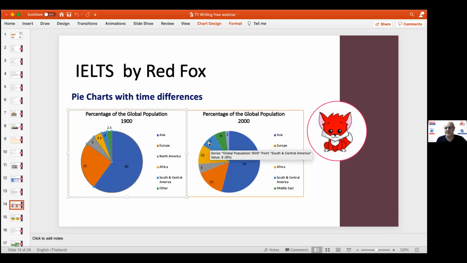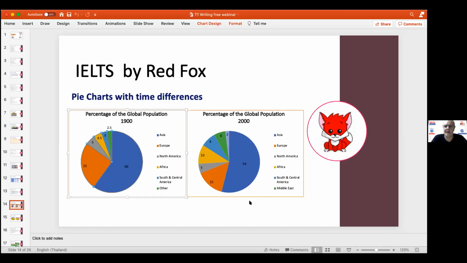3% to 8% in South and Central America, again, even more. So again, categorize the paragraphs together. We would talk about Asia and Europe together in one paragraph. These two are clearly the most important categories. They're the largest percentages, and they're the only 2 regions where the global population has actually fallen.